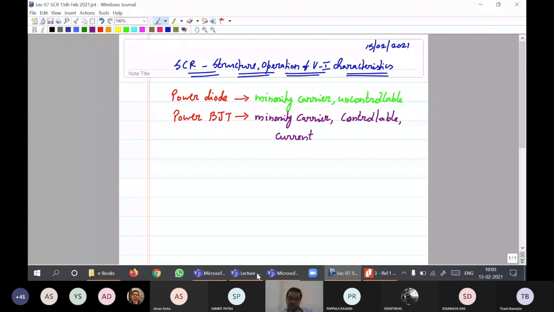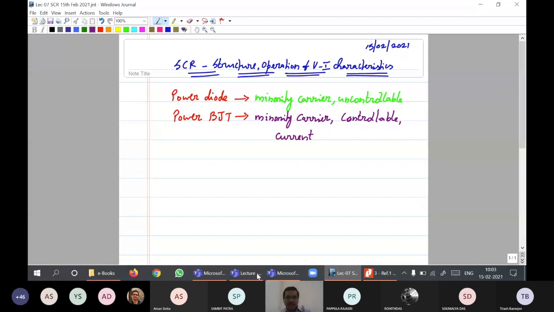So why should we need another minority carrier current controllable device when we already have the power BJT? The answer is that the voltage blocking capability, the voltage rating, of the power BJT is less. Number one. Number two, the BJT does not have reverse voltage blocking capability. In fact, none of the power devices have reverse blocking.